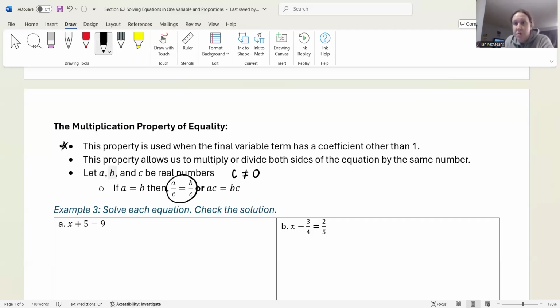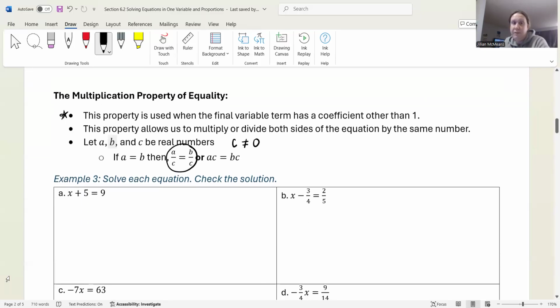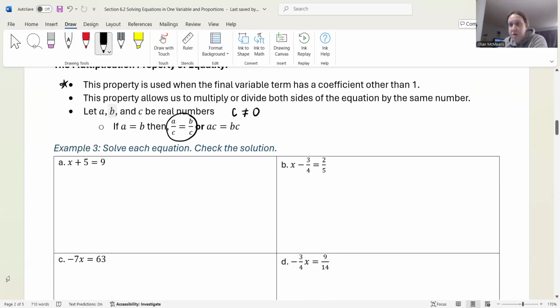All right, so let's practice both of these properties. We're going to start by practicing the addition property of equality, then we're going to scoot over to the multiplication property of equality. So these are just going to be one-step problems, and that'll just get us used to using these properties. In the next video, we'll look at solving equations that require multiple steps. Okay? So example 3 says solve each equation, check the solution. For part A, we have x plus 5 equals 9.